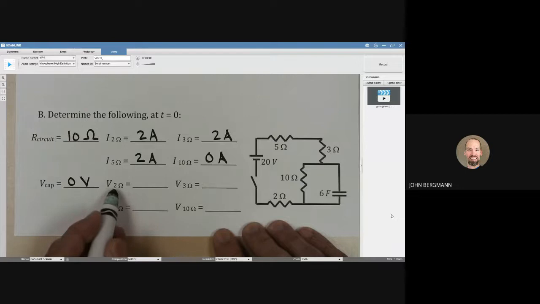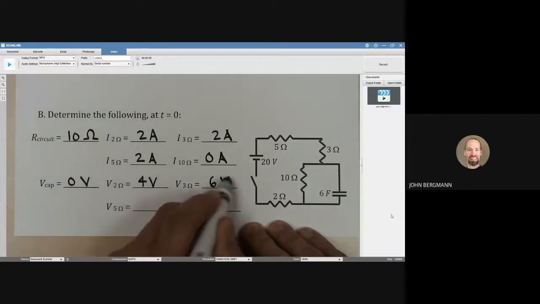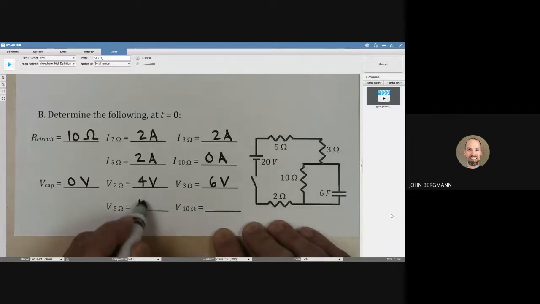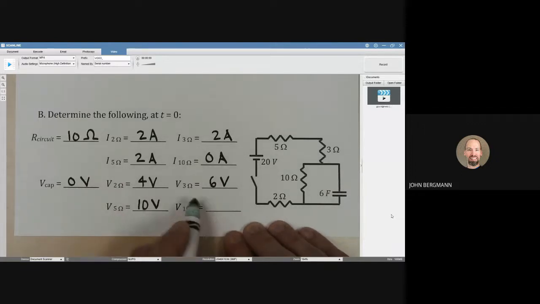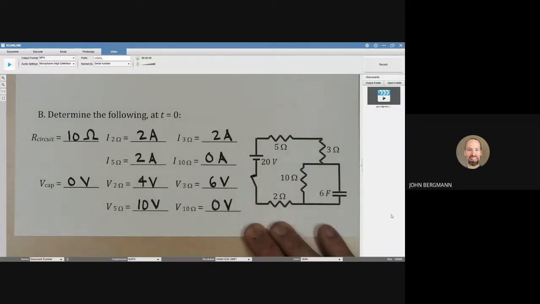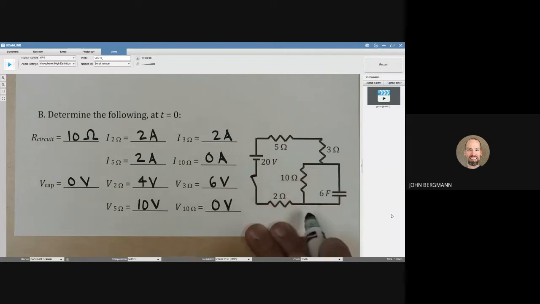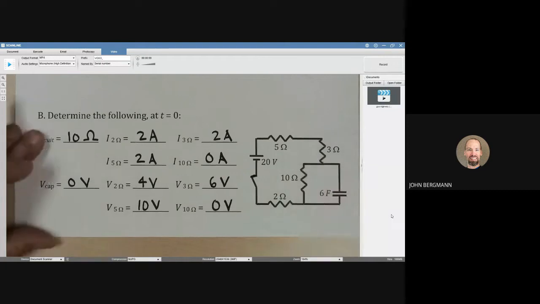I times R for that is going to be 4 volts. I times R, 6 volts. I times R, 10 volts. I times R here, there's no current, 0 volts. And look at, there's your 20 volts of pressure drop. See, this is a 20 volt battery. There we go. Sorry, we've closed the switch there. There's your 20 volts. It drops by 10 here, then it drops another 6, and then it drops another 4, and we're back to the beginning. That was just at the first instant.